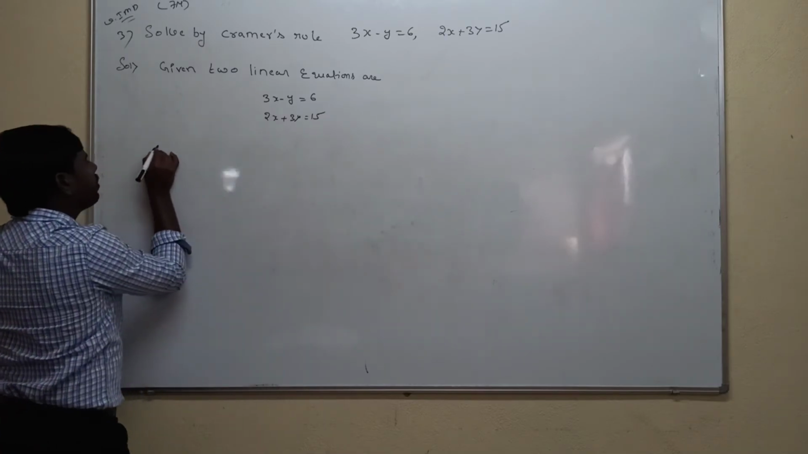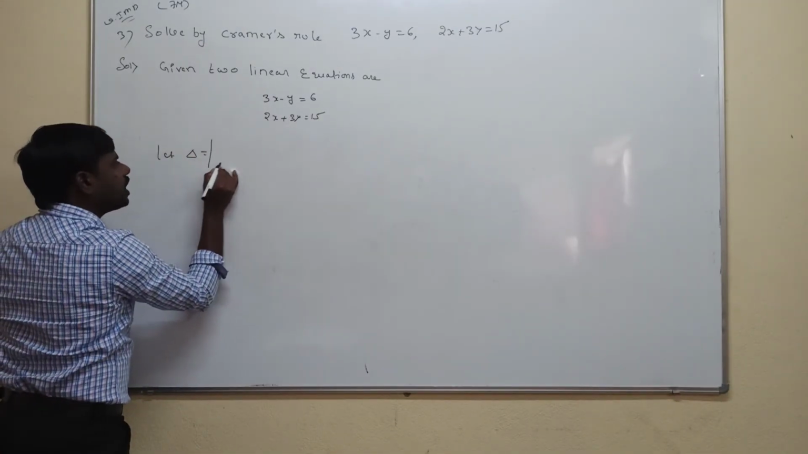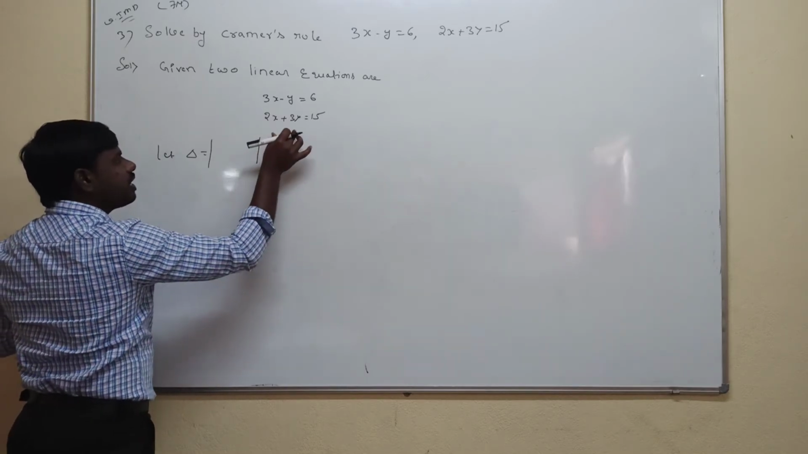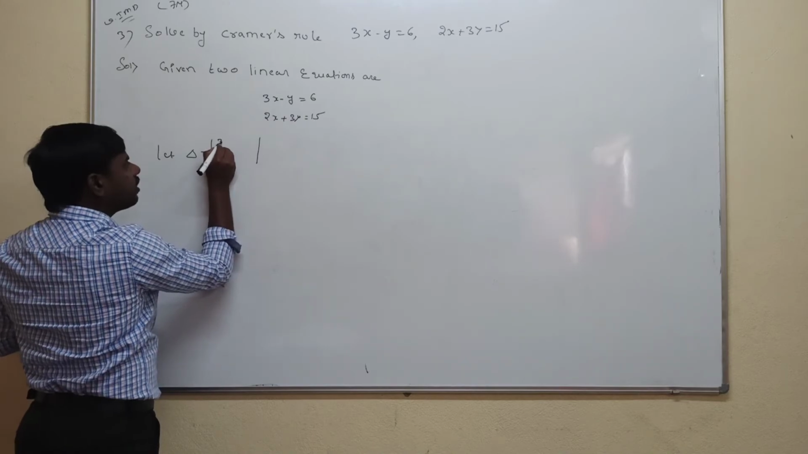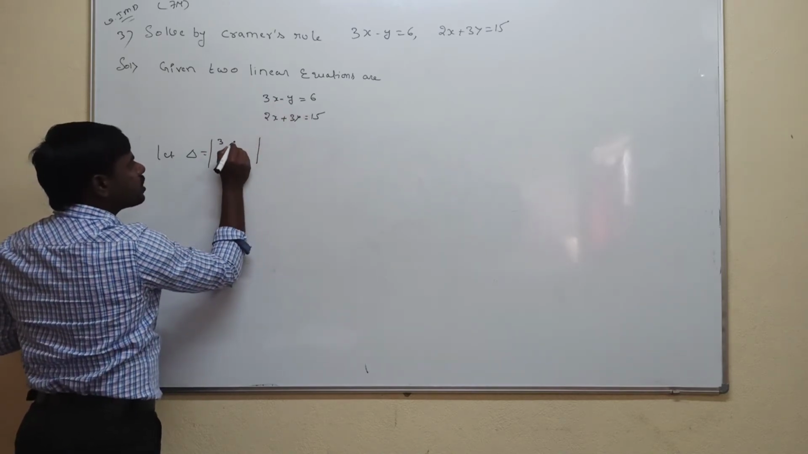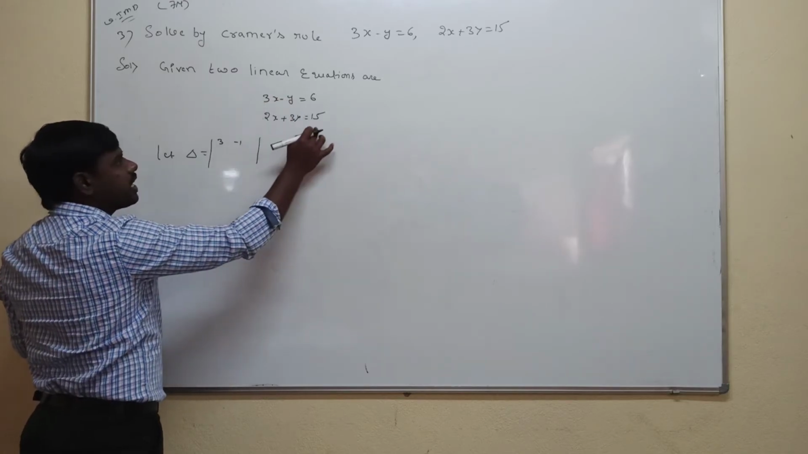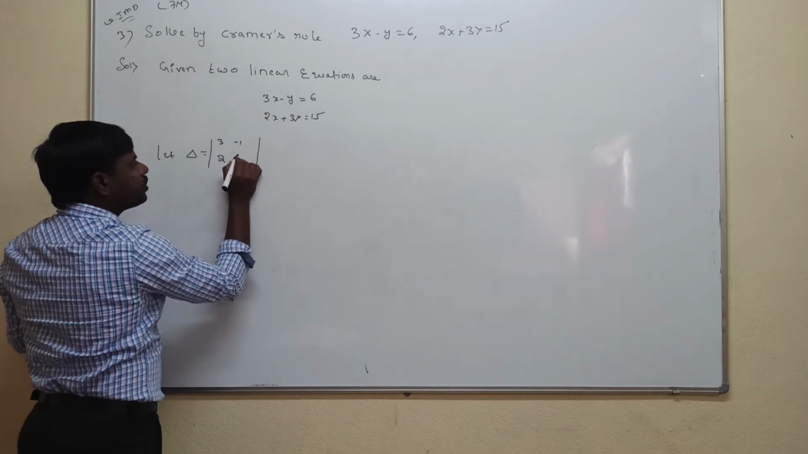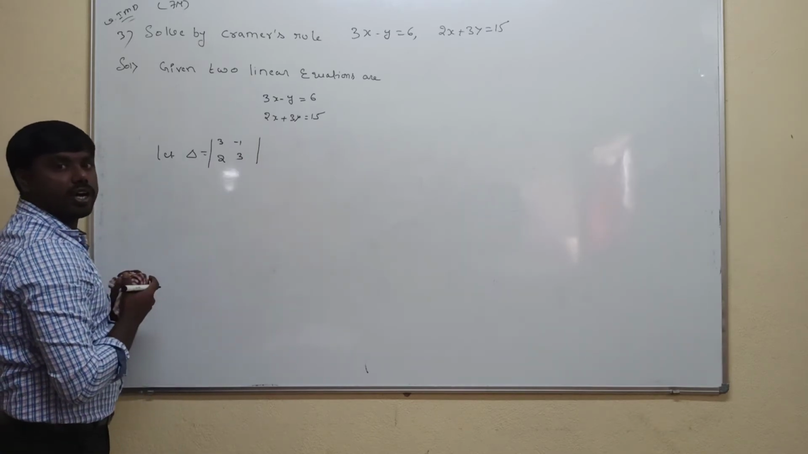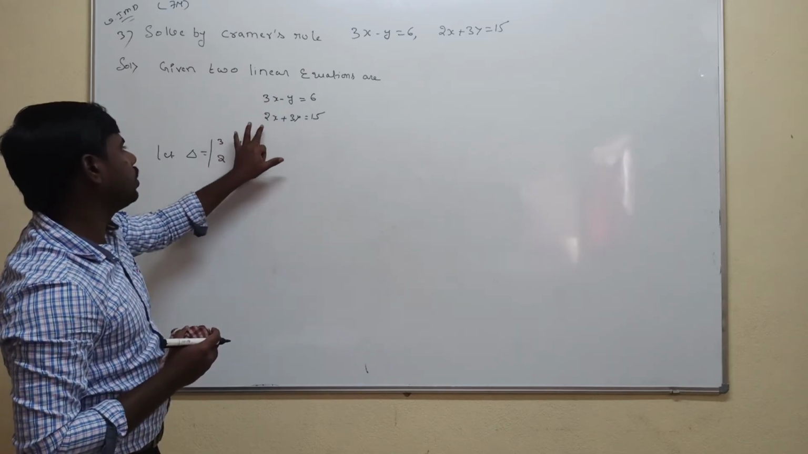First, we are taking delta. Which values are we taking for delta? In the given equations, we take the x and y coefficients. What is the x coefficient here? 3. The y coefficient is -1; if nothing is written, it is like 1, so -1. In the second equation, the x coefficient is 2 and the y coefficient is 3. So delta is taken from the x and y coefficients: 3, -1, 2, 3.